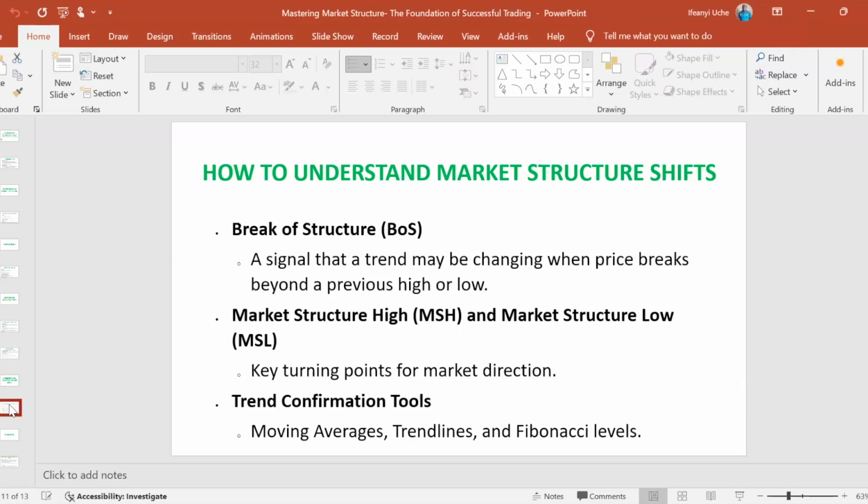Now, when you are using market structure, there's a need for confirmation. So you need some trend confirmation tools, such as moving averages and trend lines, and these are tools that you don't need to spend a dime to get. They come with your trading platform. Just learn to use them. Learn to use trend lines. Learn to use moving averages. Learn to use Fibonacci, and you'll be good.